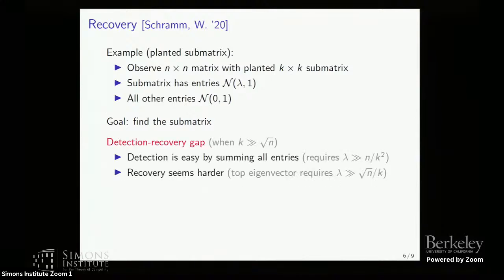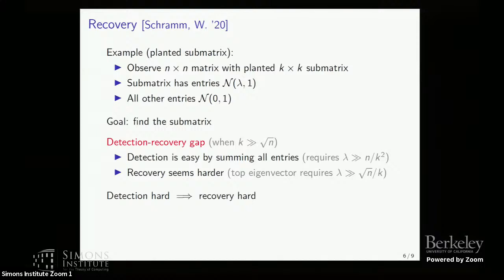Why I like this problem is that it has a detection-recovery gap. What this means is that while detection is quite easy, you can just add up all the entries of the matrix. Right? Because you have this elevated mean, this will help you pick it out under some conditions. But if you actually want to recover, actually find the submatrix, this seems to be harder. The best way we know is basically to use the top eigenvector, and this requires some stronger condition. Right? So recovery seems strictly harder than detection.